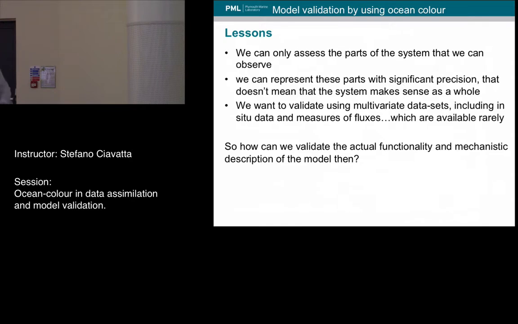So, lessons. Okay, we were validating chlorophyll. You can express a judgment of chlorophyll. You cannot say that your model is skilled in representing primary production because we see it's not the case. So what we really want is to have multivariate approaches to assess the skill of the model. If we had also data on the fluxes of primary production from in situ data, we would have expressed a more robust skill assessment for our variables. But that's not often the case that we have in situ data and so on.